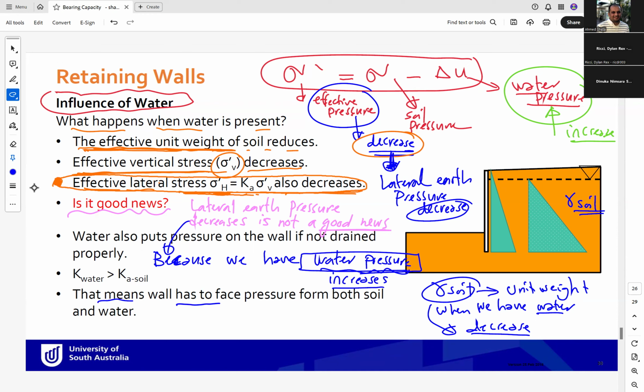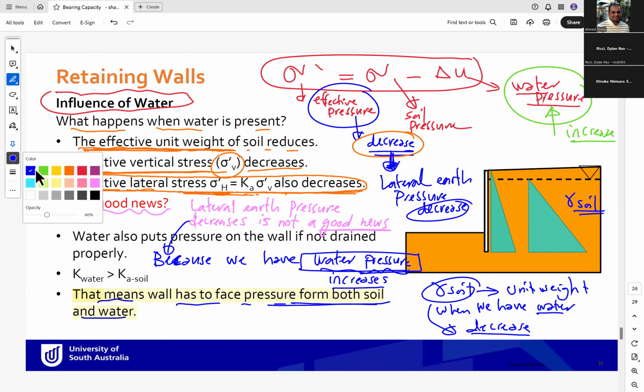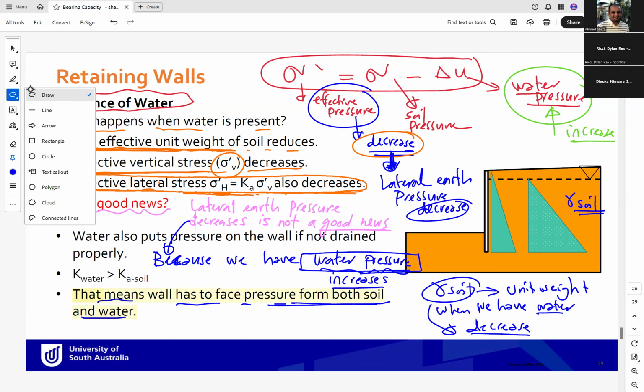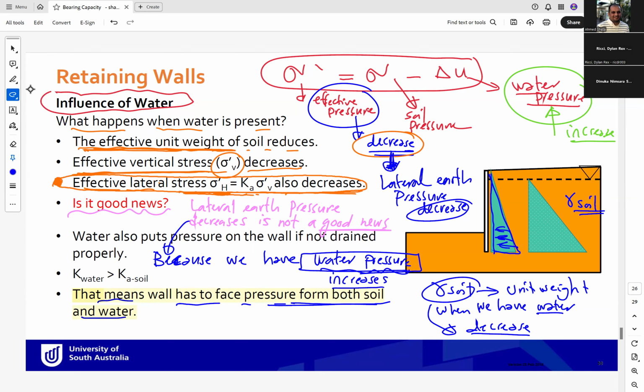Okay, this means that the wall has to face pressure from both soil and water. So this is an important thing we need to know. We will have water and soil pressure. And here again, we have soil pressure and water pressure. Okay. Do you have any question, guys?